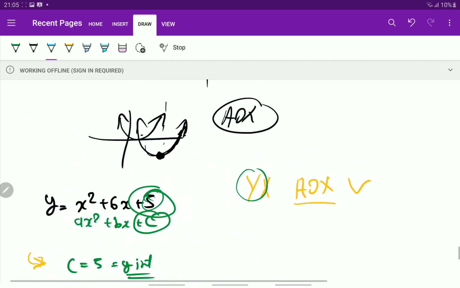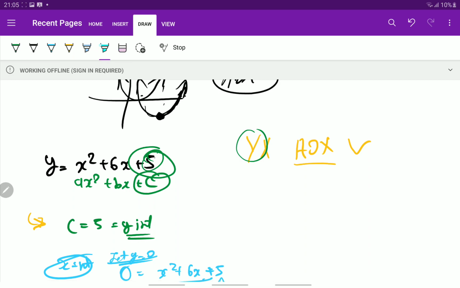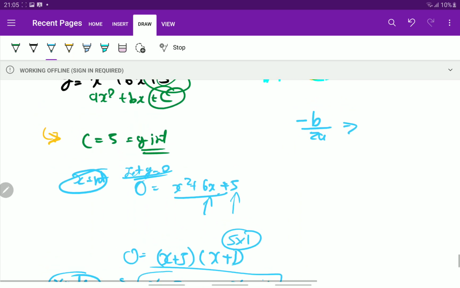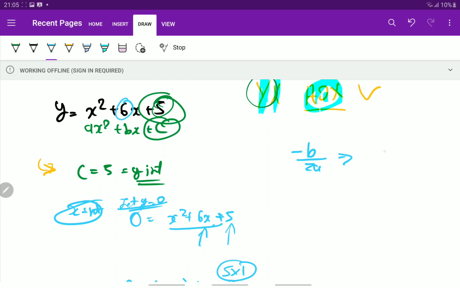That's nice to know. Now we figured out the y, we figured out the x. Now what is the axis of symmetry? You know how I earlier said that the axis of symmetry can be found using the formula minus b over 2a? Let's use that. What's b here? We know that b is equal to 6. So minus 6 over 2a. Well, a is just 1 because we have nothing here. And that will give us the axis of symmetry is equal to minus 3.